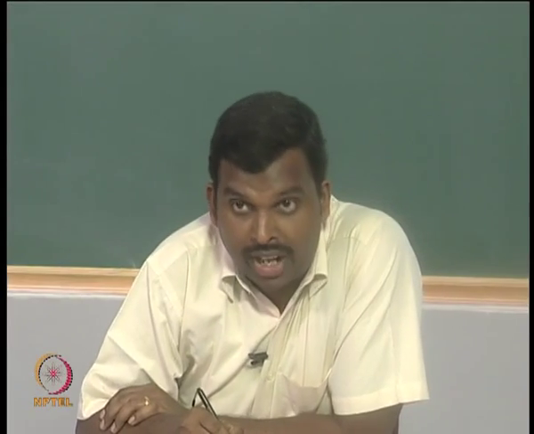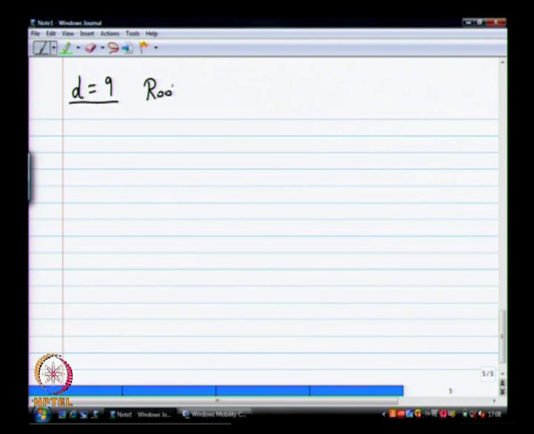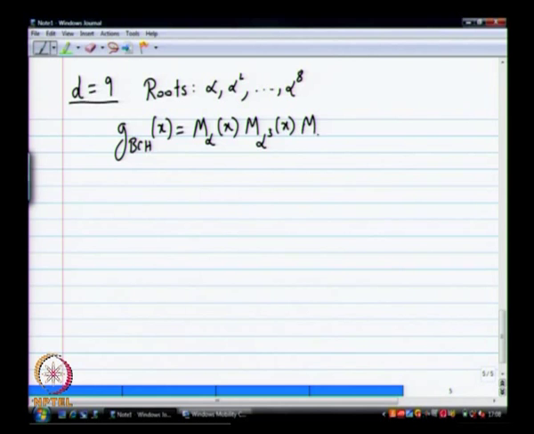Okay. So instead of writing out the parity check matrix, I'm simply going to write out roots. What are the roots? Alpha, alpha squared, so on till alpha power 8. Right? These are the roots. So if you want to write out g BCH, it will be the LCM of all these things. Basically, if you look at it very closely, you will see it's m alpha of x times m alpha power 3 of x times m alpha power 5 of x times m alpha power 7 of x. Okay. So this has got degree 4, if you count the degrees, this has got degree 2.